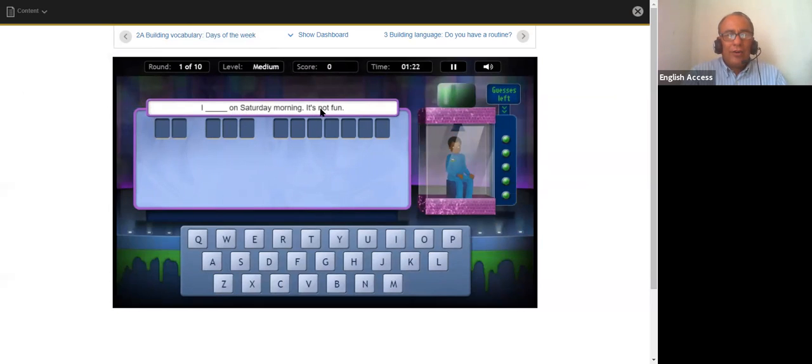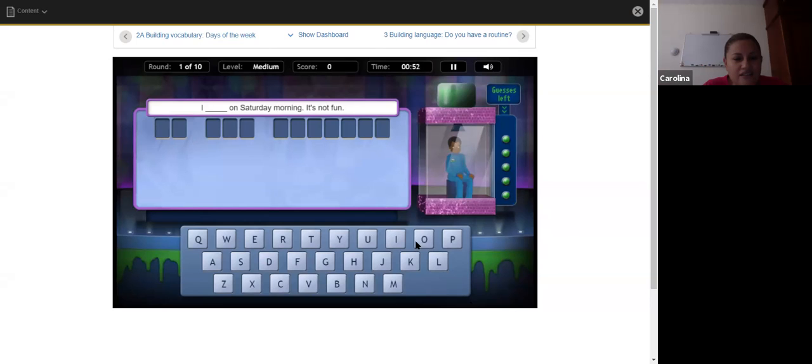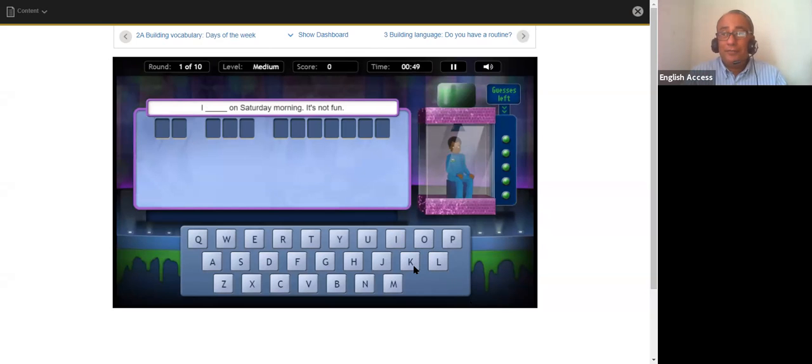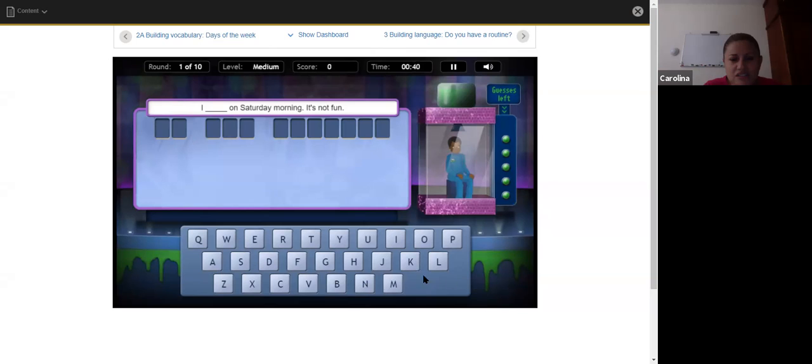I on Saturday morning is fun. We have these letters here. We need to choose a letter. Which letter do you choose, Carolina? Remember, these are phrases you do when the time do you do the activity. Give me a letter. Not the phrase, only one letter. Okay. G.